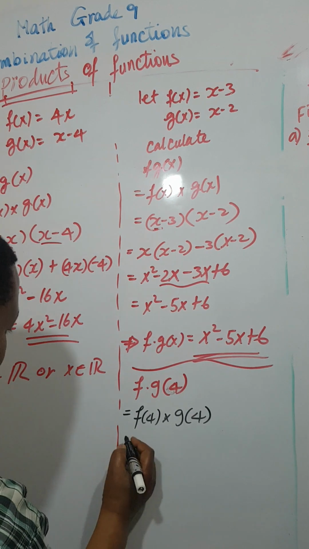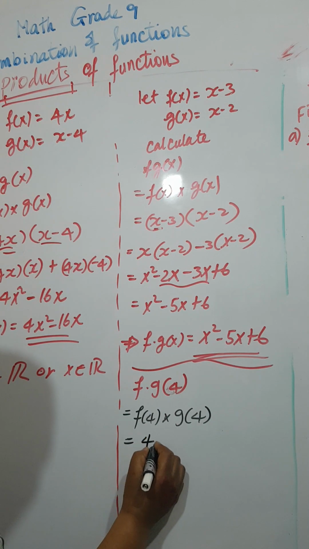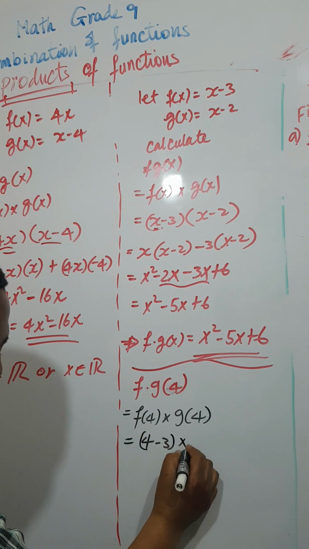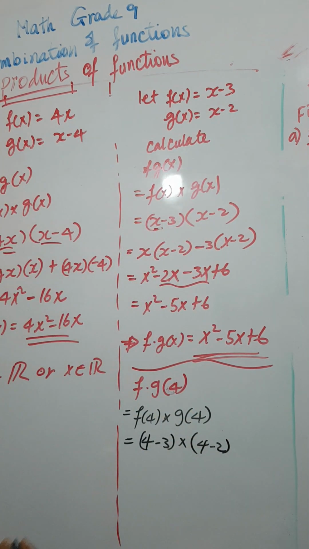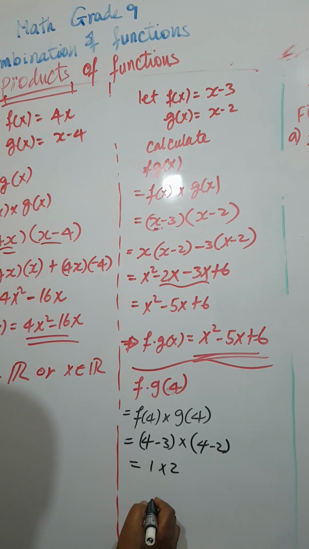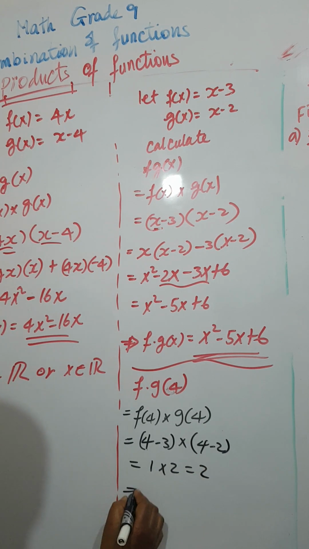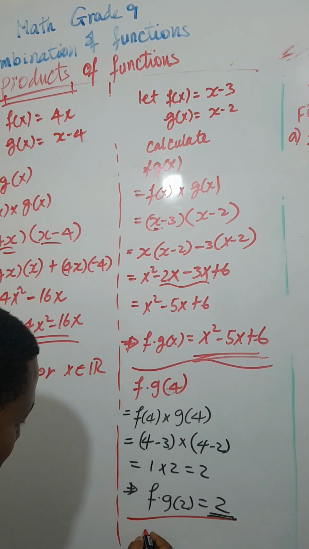So this is equal to f of 4, okay, በx ቦታ 4 minus 3, okay, times በx ቦታ አሁንም 4 እንተካለን, this is 4 minus 2. Okay, 4 minus 3 is 1 times 4 minus 2 is 2, so this is equal to 2, which implies f times g of 4 is equal to 2. እግረ መንገዳችሁን አንድ ደግሞ ሰጥቻችሁ ልለፍ.